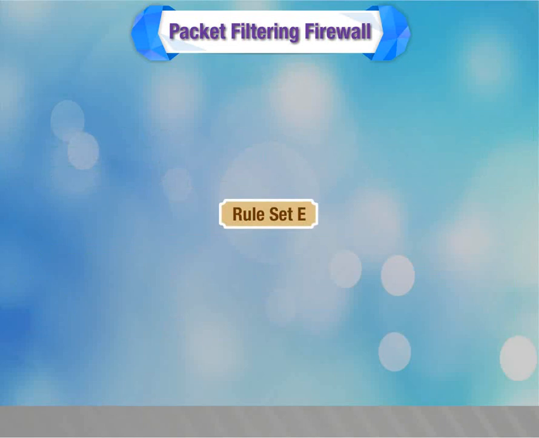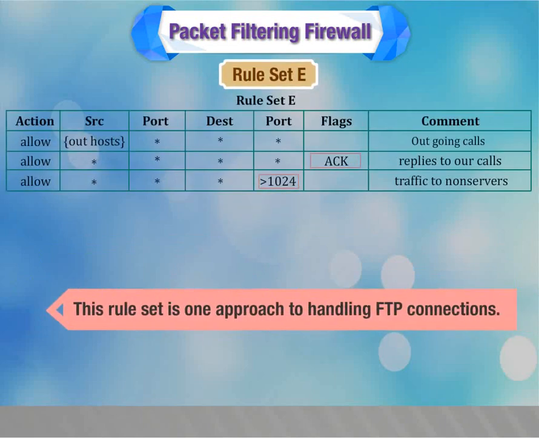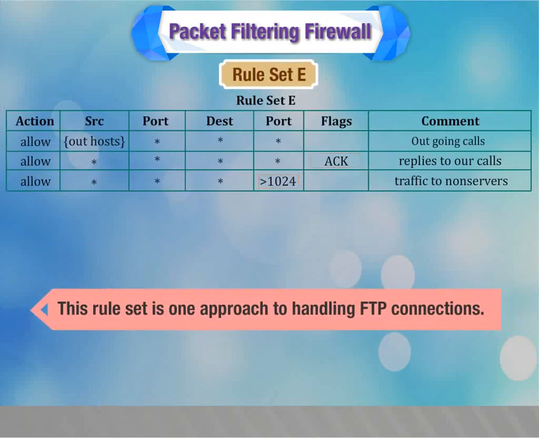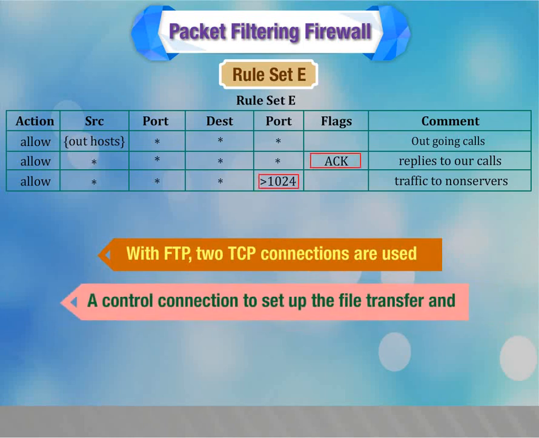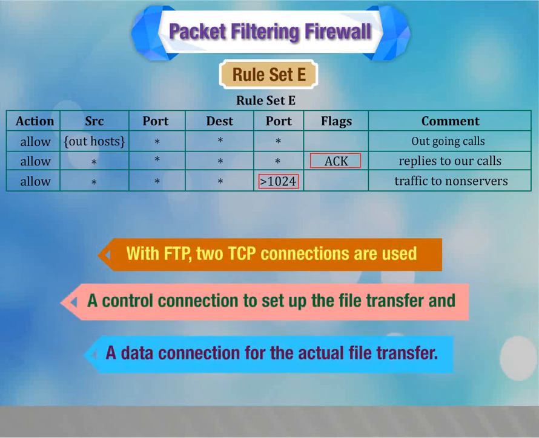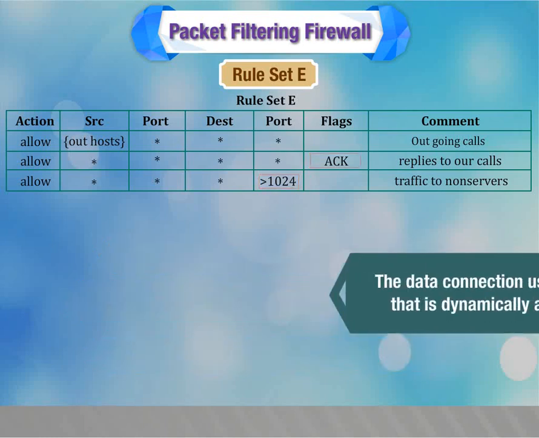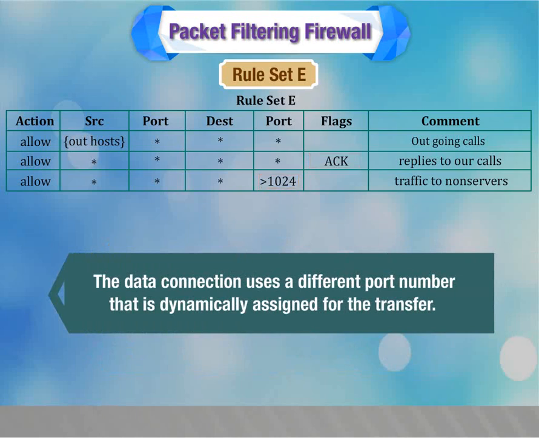Rule set E. This rule set is one approach to handling FTP connections. With FTP, two TCP connections are used: a control connection to set up the file transfer and a data connection for the actual file transfer. The data connection uses a different port number that is dynamically assigned for the transfer.